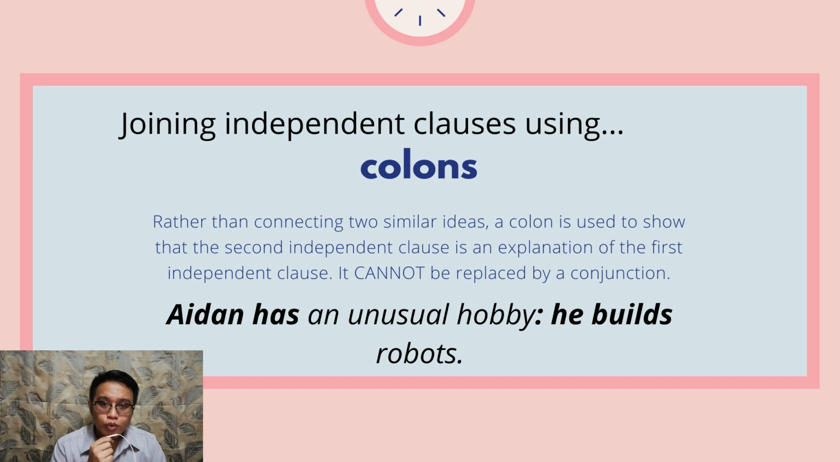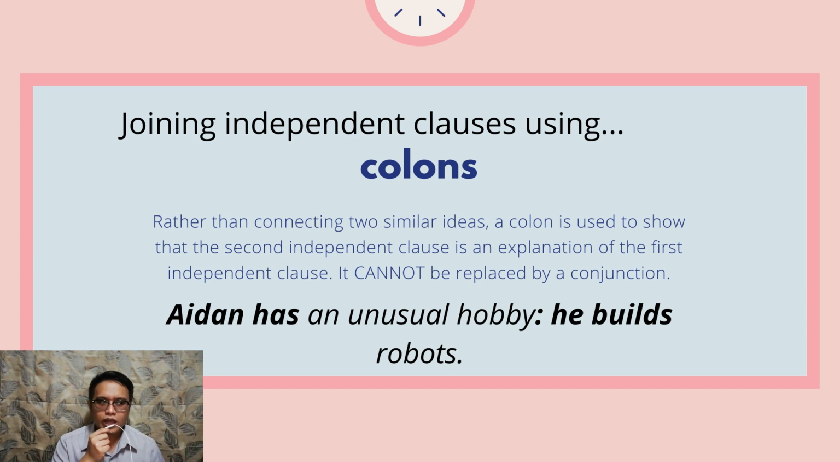Now, rather than connecting two similar ideas, a colon is used to show that the second independent clause is an explanation. Okay? We only use the colons if it's an explanation to the first independent clause. And it cannot be replaced by a conjunction. Dili na to siya mailisan og conjunction. So, dili para itong semicolon nga, we can just put conjunction.